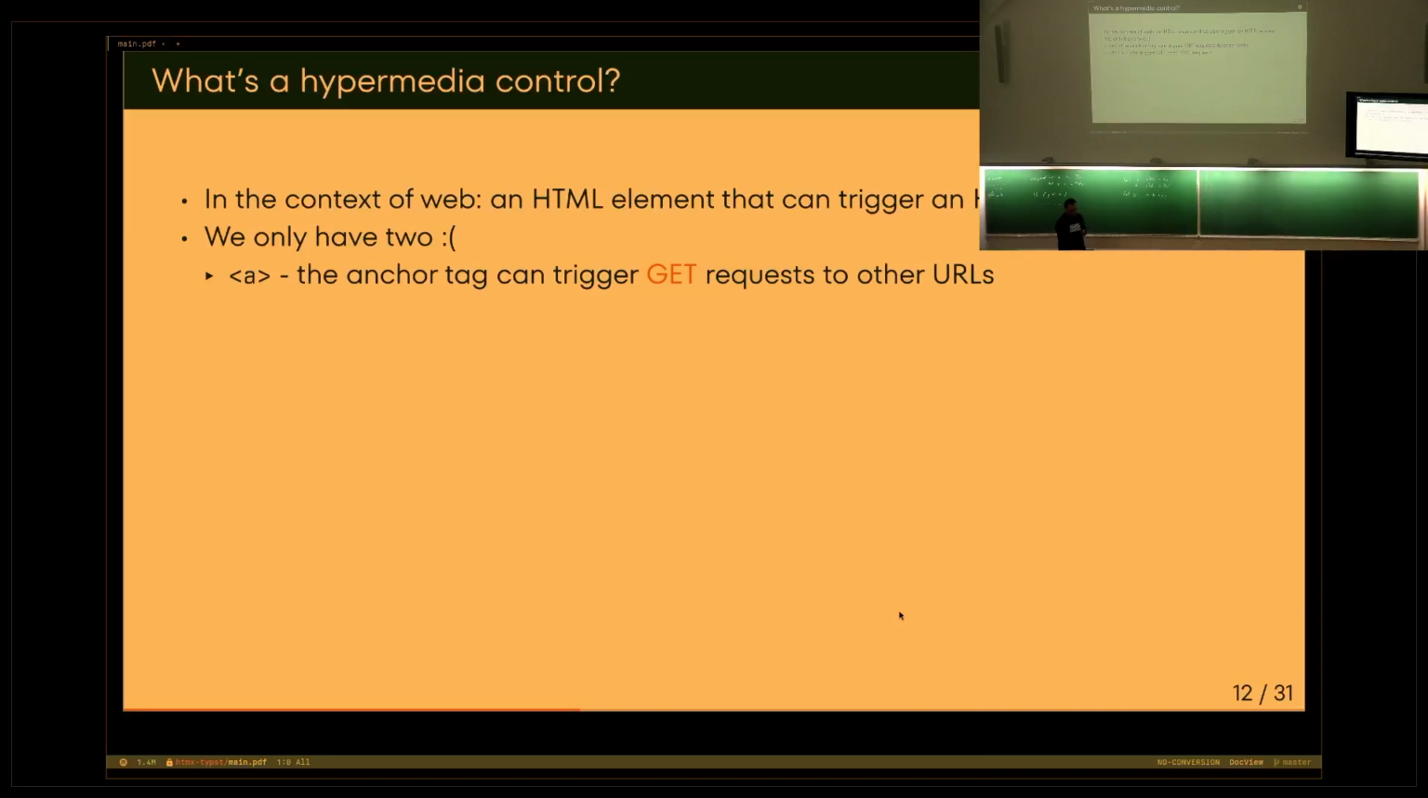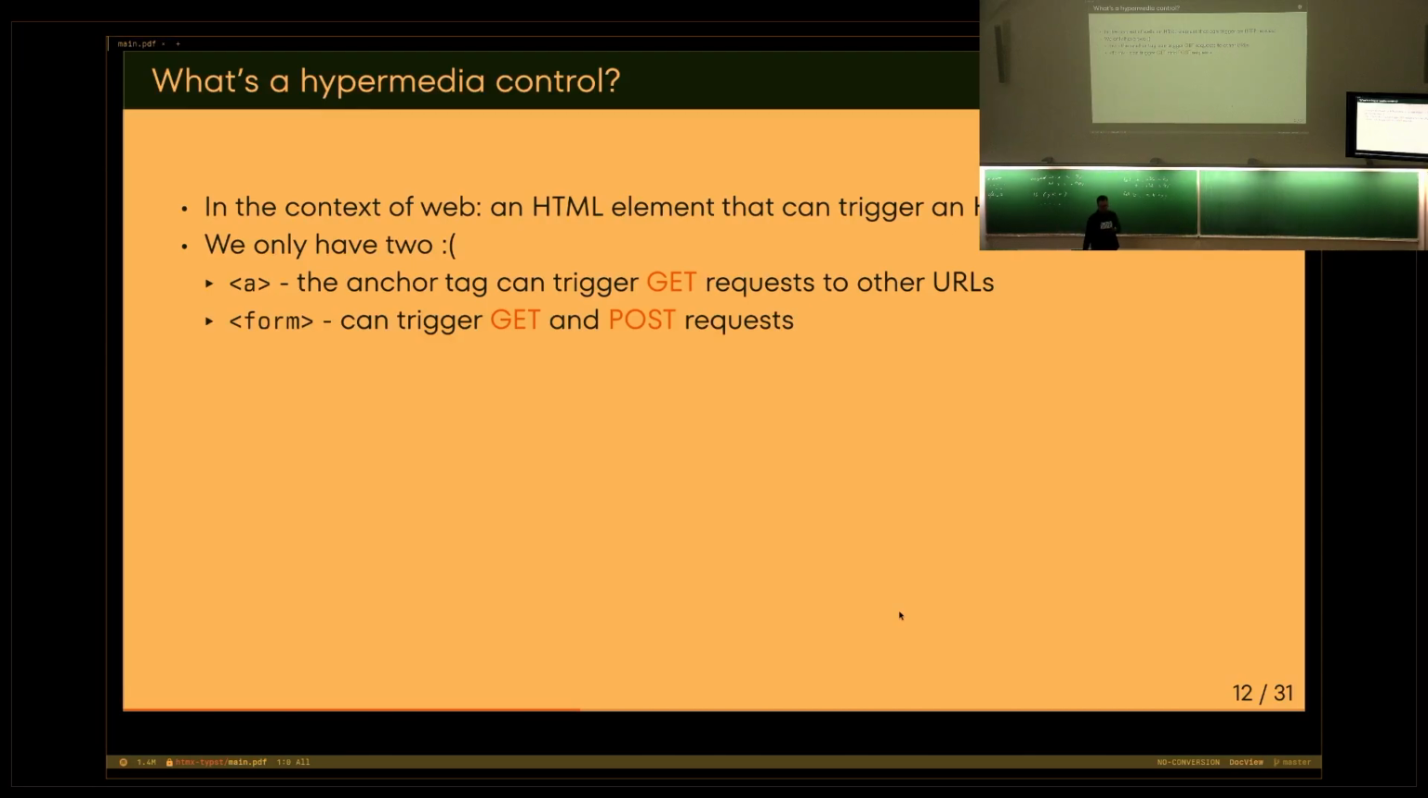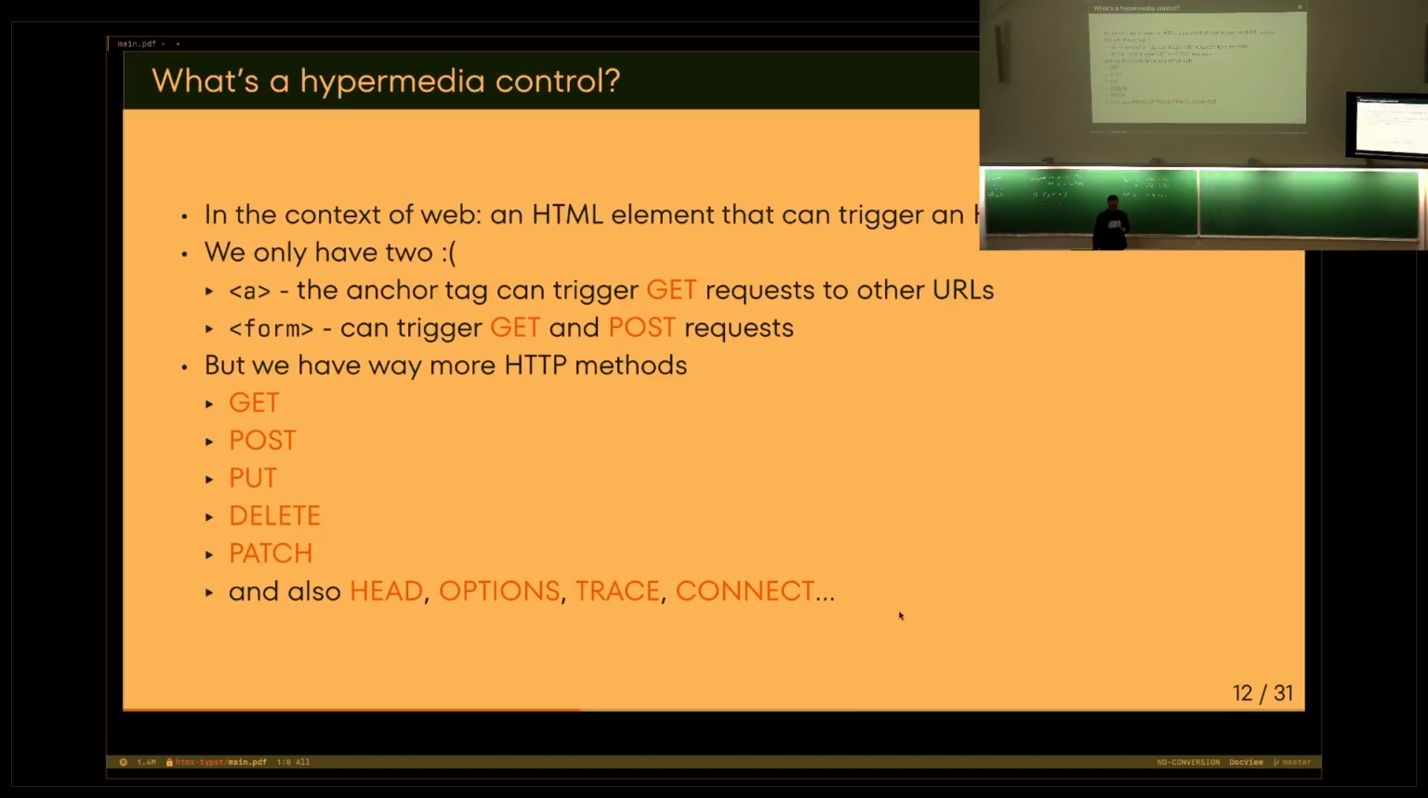And then we have a form. And a form can trigger a get and a post request, which is quite boring because if you know anything about HTTP, we have way more methods available that all have some semantic meaning. And for some reason, HTML kinda stopped at HTTP 1 because HTTP 1.0 had get and post and head, which is kinda not that important. Head is the same as get, but it sends only the headers, not the data.